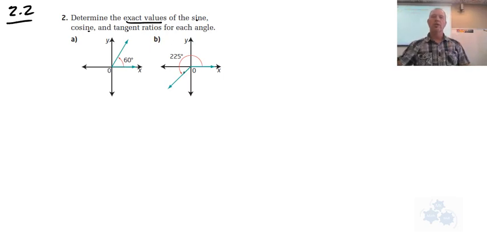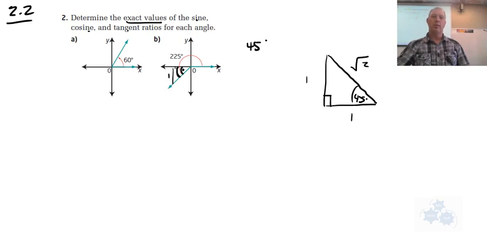So what you need to understand is that this is the reference angle right here. That reference angle is 225 minus 180. It's the difference there, which is 45 degrees. Okay? So you should remember your 45, 45, 90 triangle. 1, 1, root 2. Here's 45 right here, right? So really, this is like 1, 1, and root 2 right here.